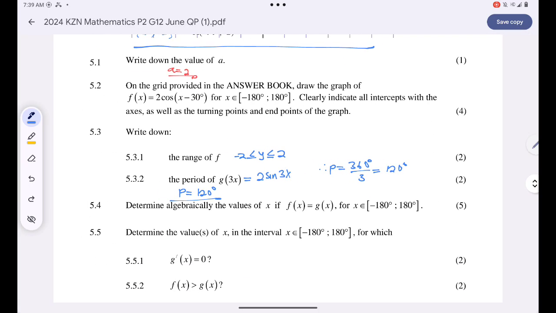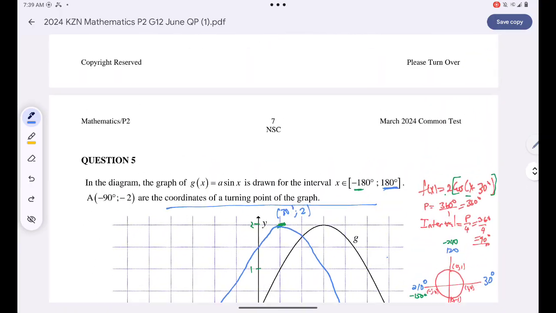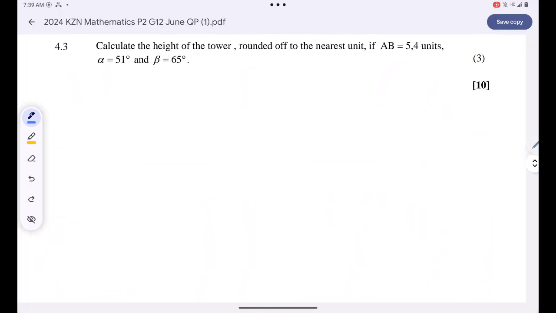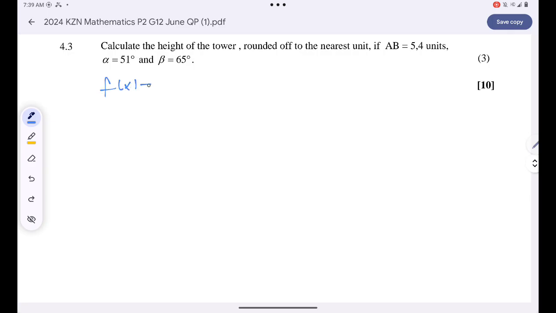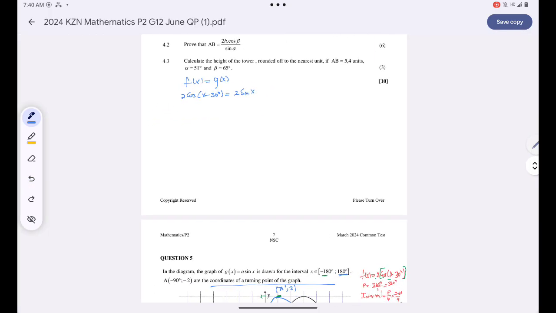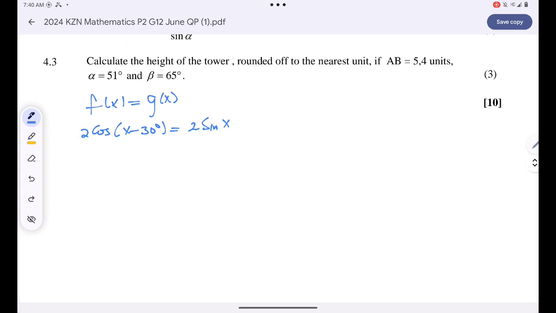Okay, and then now they want us to determine the values of x if both f and g are equal, and we are supposed to show them algebraically. Let us find our general solution. F of x is equal to g of x. That's 2 cos of x minus 30 degrees is equal to 2 sine x. G of x was just 2 sine x, right? And then I can divide everything by 2 over there. Let me rewrite this like this.